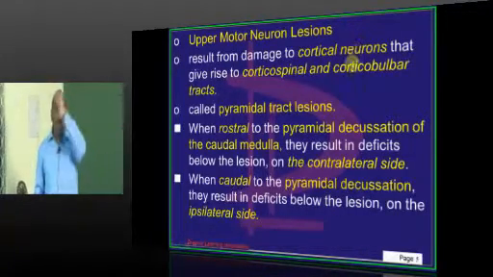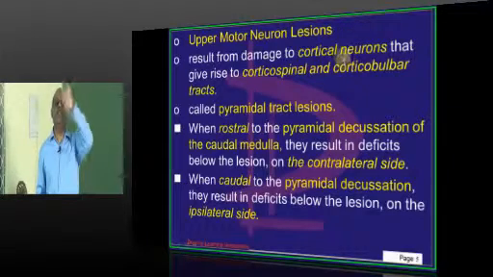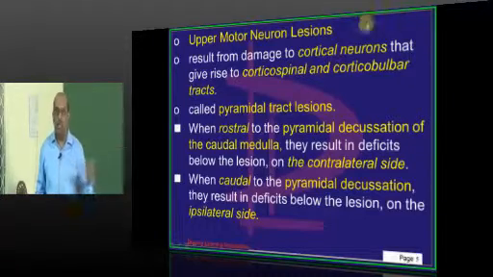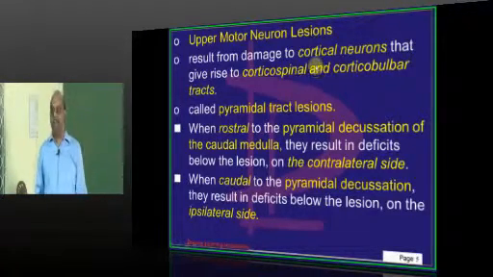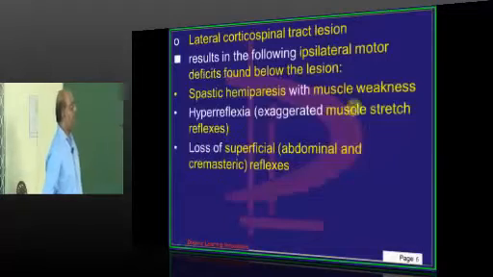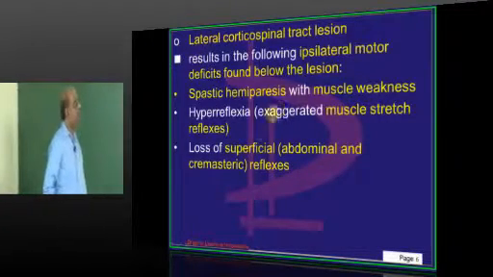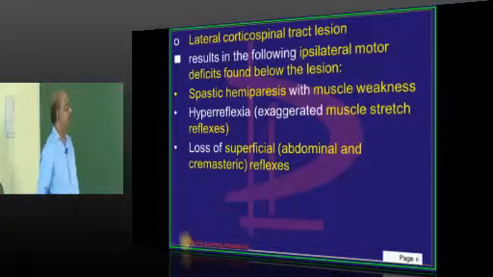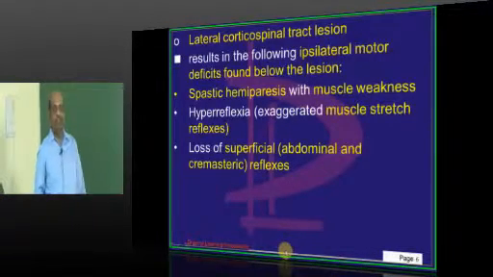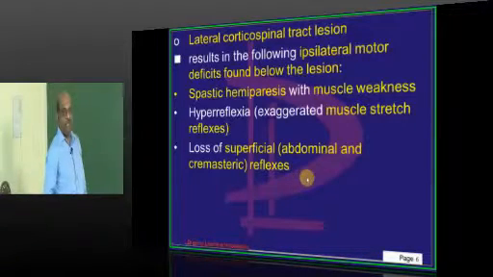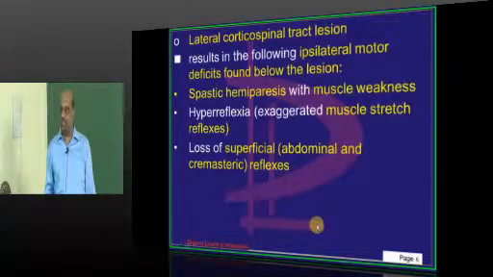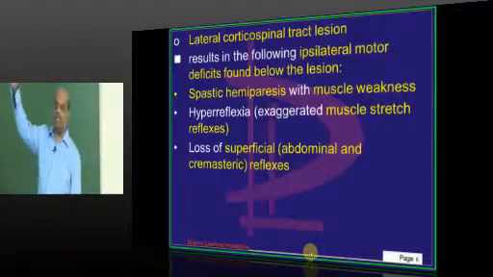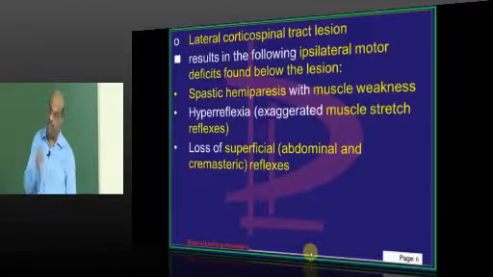So any corticospinal tract interruption above the level of the medulla leads to contralateral UMN, and below the level of the medulla will lead to ipsilateral to the side where there is a damage, is what needs to be appreciated. So there will be a spastic hemiparesis, hyperreflexia, and loss of superficial reflexes like abdominal and cremasteric. Remember, deep tendon reflexes are exaggerated, but superficial reflexes are lost even in UMN.